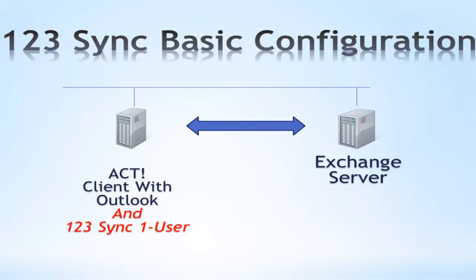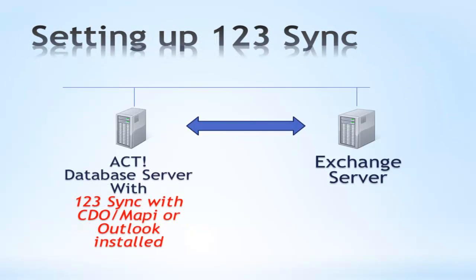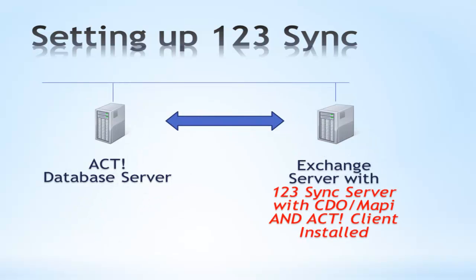What we have here is a desktop running an ACT client accessing a database, which could be local or even remote, and with Outlook. So we simply sync ACT with Outlook and get the data there, and that makes it to the Exchange server. Another configuration we have is that a lot of people have dedicated ACT servers, so we install 123 Sync with CDO, MAPI, or Outlook, and it syncs with the Exchange. Or the other way, some people have dedicated ACT servers and they install 123 Sync with MAPI and sync an Exchange server to ACT.